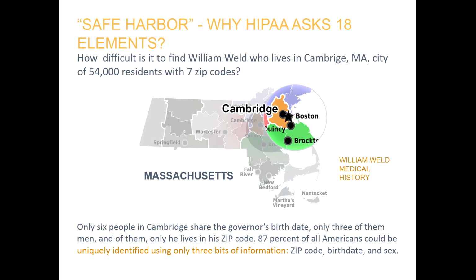LaTanya found that only 6 people in Cambridge shared the governor's birth date. Only 3 of them were men, and of them, only he lived in his zip code. Making further calculations, LaTanya defined that 87% of all Americans could be uniquely identified using only 3 bits of information: zip code, birth date, and gender.